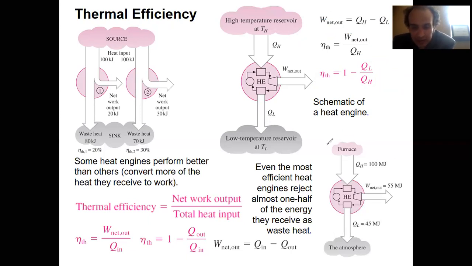So let's say I have a device like this on the right. You see, I have a furnace which heats my heat engine and gives to my heat engine 100 megajoules. And 55 megajoules of it will be converted into work. So what is the efficiency of this device? And how much will be lost? 45 will be lost. You should understand that 55 plus 45 gives you 100. Otherwise, you violate energy. So, what is the efficiency of this device?